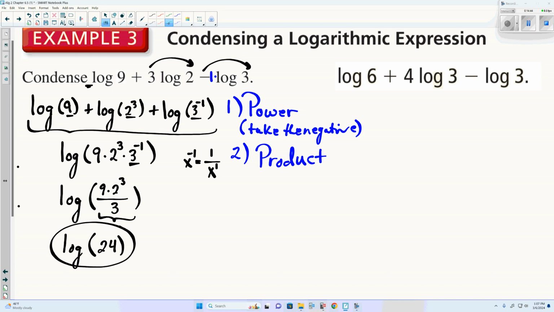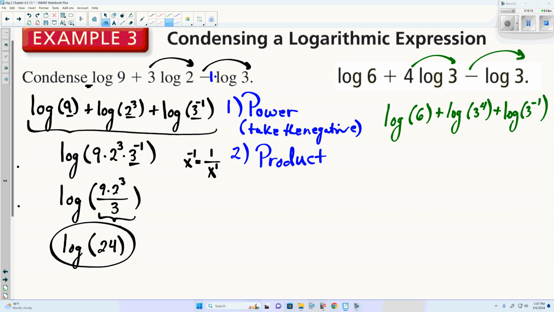Log of 6 plus 4 log of 3 minus log of 3. So again, we can do powers first. Well, log of 6 is going to stay log of 6. Plus, we move that 4 back up to an exponent, giving us log of 3 to the 4th. Plus log of 3 to the negative 1. Now, for most of the ones we'll do here, this doesn't make a big impact, but if we did have 2 or 3 minuses, it does help us keep track of all of those and what's going to be in the bottom.